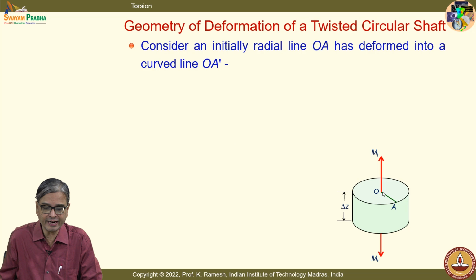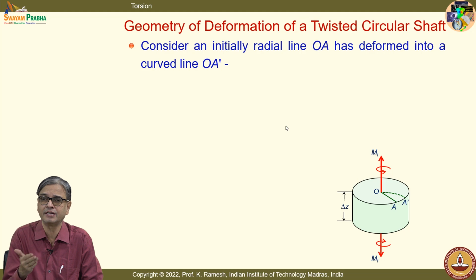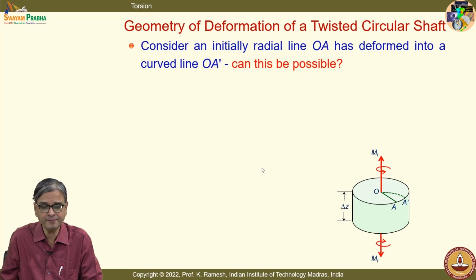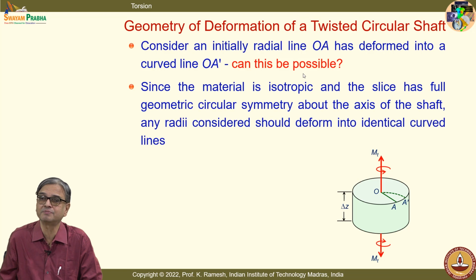So, consider a radial line like this, OA, and let us say that it has deformed into a curved line. This is a hypothesis. See, a hypothesis need not be absolutely correct to start with. We would investigate the hypothesis based on the other aspects of the problem. Here we are going to invoke the symmetry conditions, and we have taken as hypothesis that I have a deformation into a curved line. What we are going to investigate is, can this be possible?